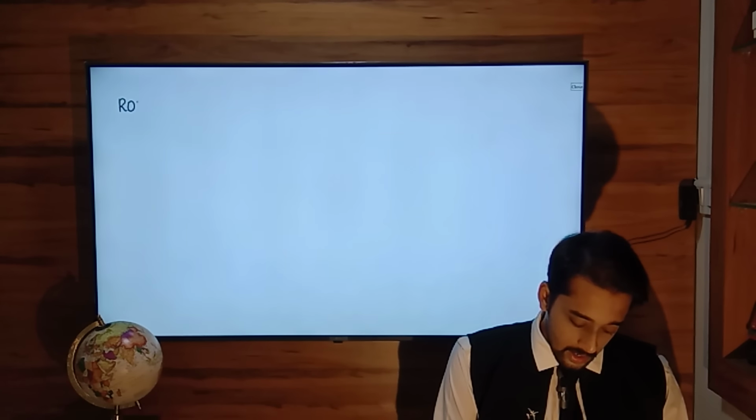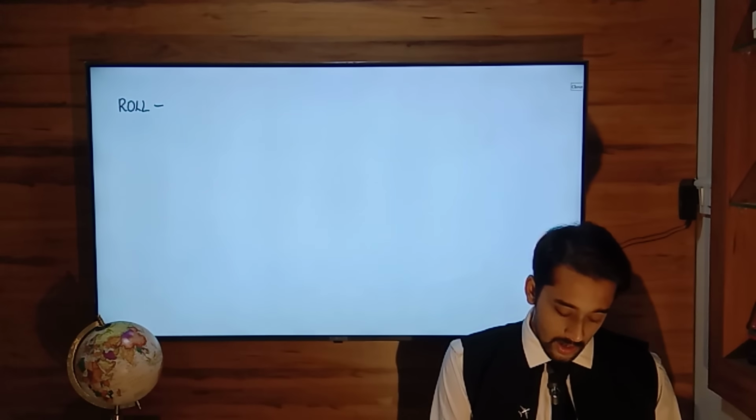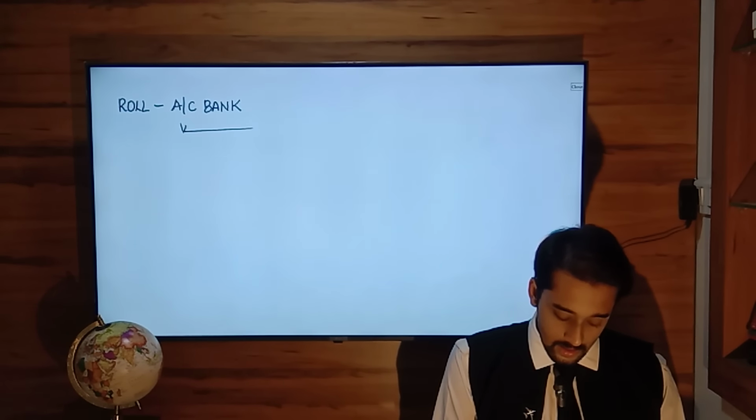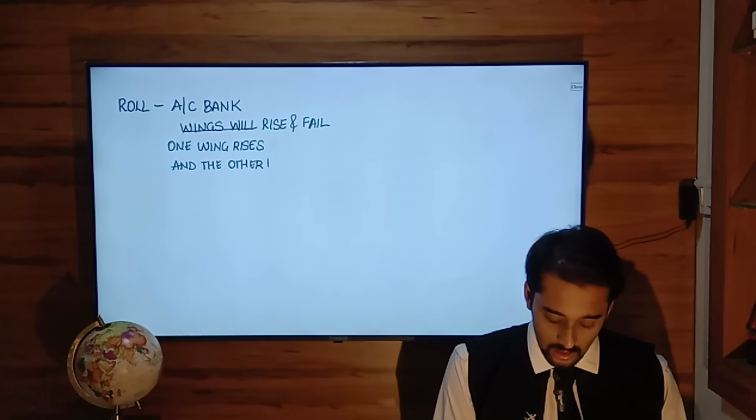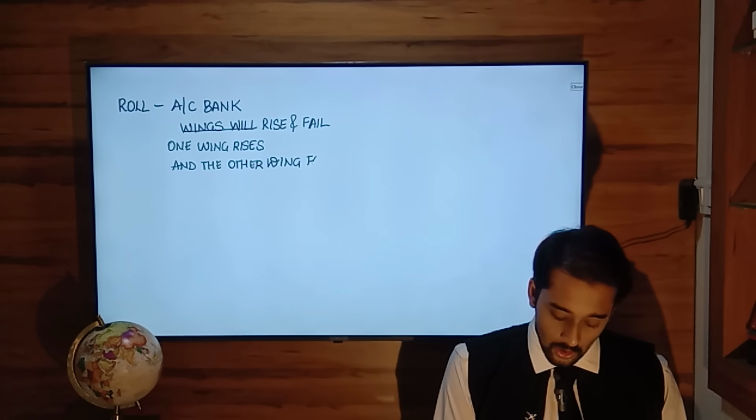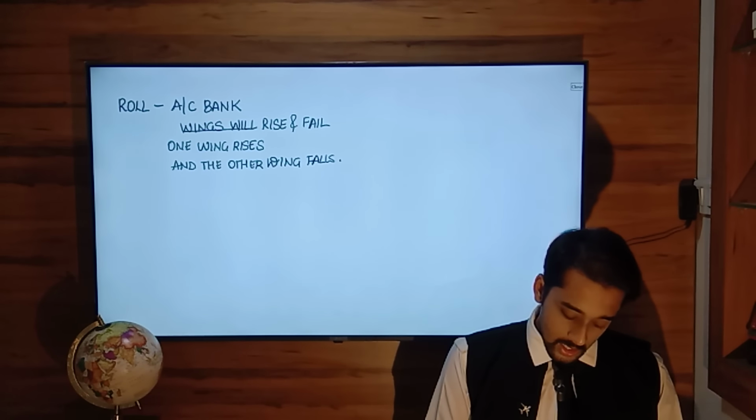Now, what is rolling of an aircraft? This is another maneuver in which your aircraft will bank. The wings of the aircraft will rise and fall. So one wing rises, and the other wing falls. So that means you want to turn your aircraft.